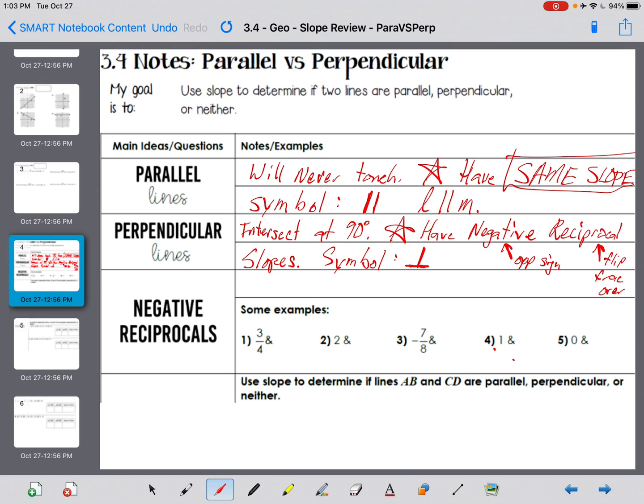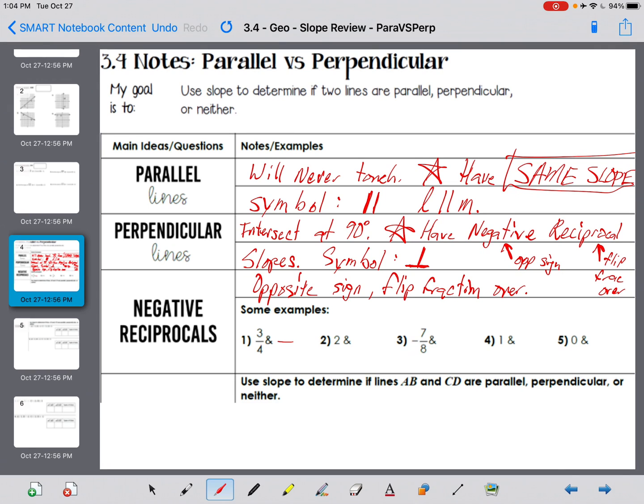Now we also have the word negative reciprocals right here. I just defined it over there, but I'll do it again right here. Negative reciprocals means opposite sign and flip the fraction over. Negative is the opposite sign. Flip fraction over is the word reciprocal. Be careful about negative. It doesn't mean just make it negative. Negative means you change the sign. So if it was negative, you turn it to positive. If it was positive, you turn it to negative. Okay? So let's look at some examples of negative reciprocals.